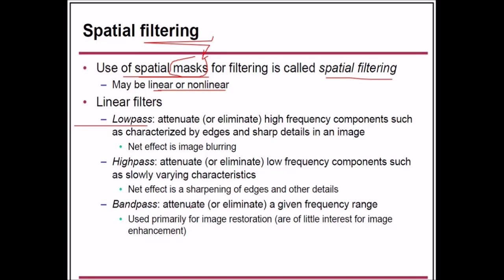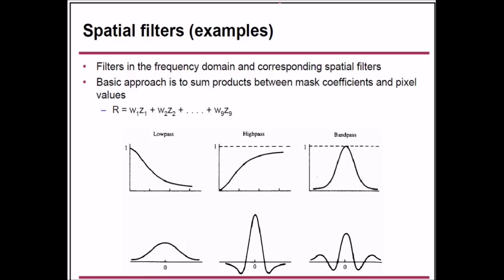Then we have band pass. This is also a linear filter. It attenuates or eliminates a given frequency range. So low pass is low frequency specific, high pass is high frequency specific, but band pass works only for a frequency range. It is used primarily for image restoration, and is of little interest for image enhancement, which low pass and high pass do. These are the spatial filters.